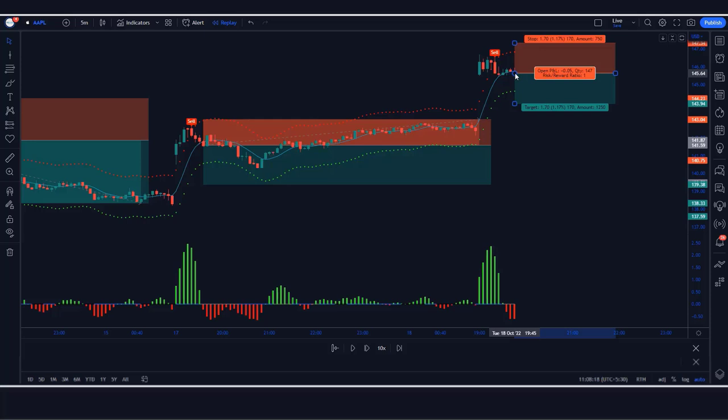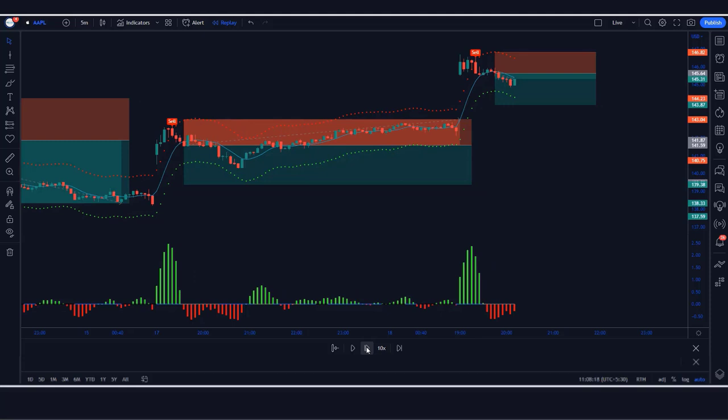Our stop loss will be placed at the high plot line of the Jurek Zones indicator. And the risk to reward ratio will be 1:1.5. Let's see what happens to our trade. Our trade is running in profit.